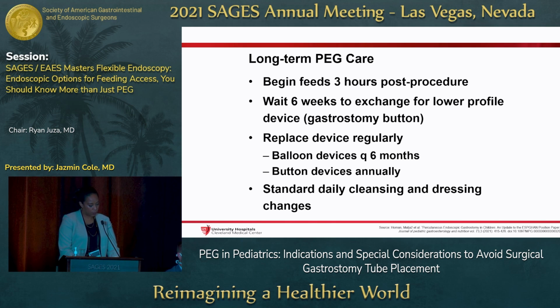Since PEG tubes can improve patient survival depending on the patient's indication and their other comorbidities, patients who had PEGs placed as children may present to adult general surgery offices or emergency rooms, and so I just wanted to briefly discuss long-term PEG care. As we've already discussed, feeds can begin 3 hours after placement, and then current guidelines recommend waiting 6 weeks to allow time for the tract to mature before exchanging that PEG for a lower profile device like a gastrostomy button. After that, the device is then exchanged every 6 months for balloon devices or once a year for button devices. And otherwise, patients are able to continue standard daily dressing care as we've already discussed.